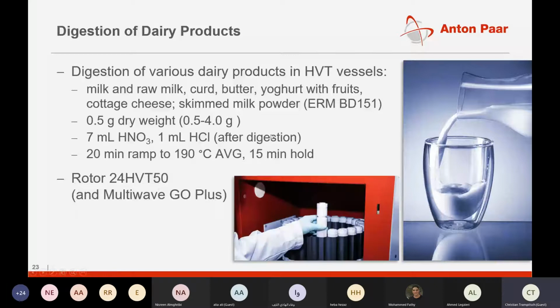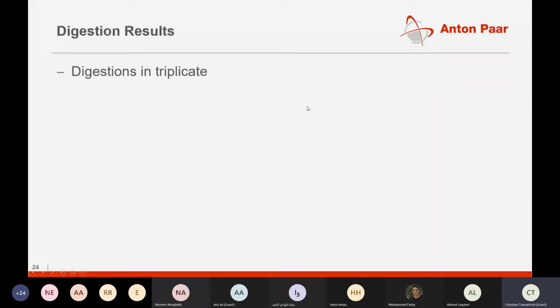We used the Rotor 24 HVT50. You have seen that already. And we also made that in Multiwave Go Plus, because Multiwave Go Plus is using the same vessel type, the HVT50 vessel, but only 12 instead of 24 vessels. But we digested these samples in both of the instruments. What I show you are the results for the Multiwave 5000. The digestions were performed in triplicate.